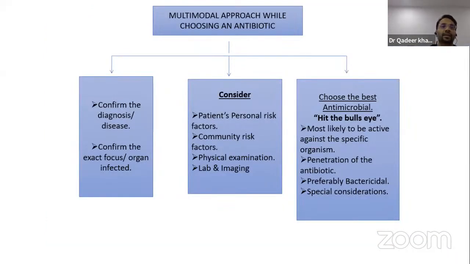So choosing an antibiotic, first, as I said, we should confirm the diagnosis, what exactly we are treating, and know the focus or location of the site of infection, and based on that, the most probable organisms which can infect that site should be known. We should also think of host factors: whether the patient is immunocompromised, hypertensive, diabetic, elderly, and whether it is a community acquired or a hospital acquired infection. We should do a physical examination, and to support that, laboratory and imaging investigations. Choose the best antimicrobial therapy, most likely active against the specific organism.